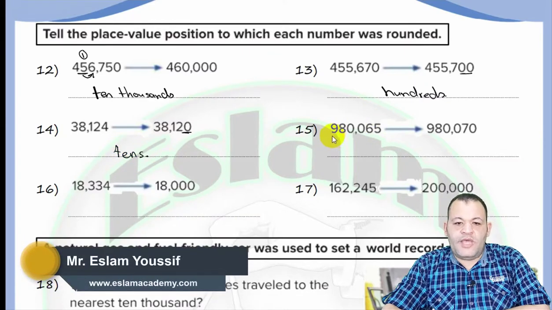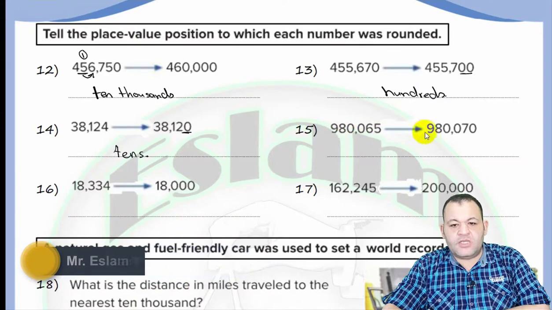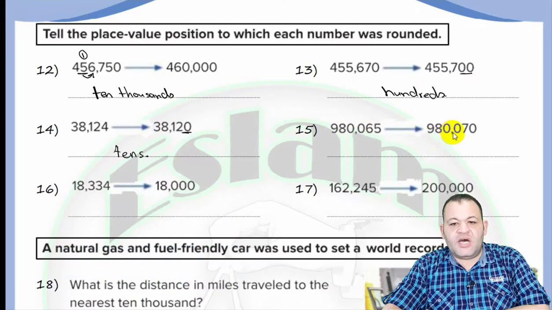For number 15, we have 980,065. After rounding, it becomes 980,070. If you look at the number, you will find that we have only 1 zero at the right. Forget the other zeros because we have a non-zero number. So from the right, we count the zeros until we find a non-zero number. So we have only 1 zero at the right. 1 zero at the right means we round to the nearest 10.